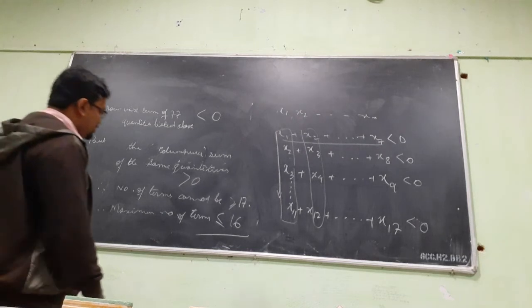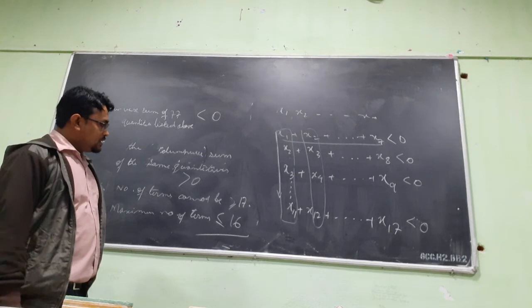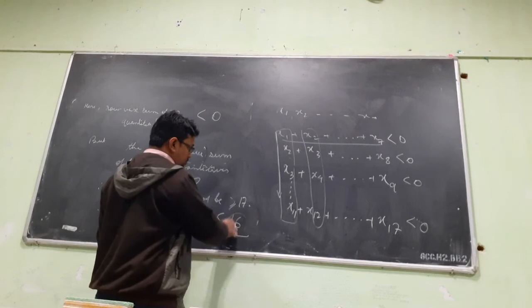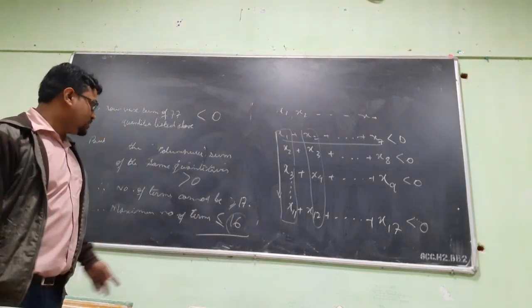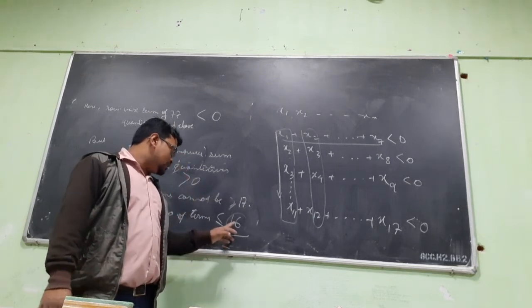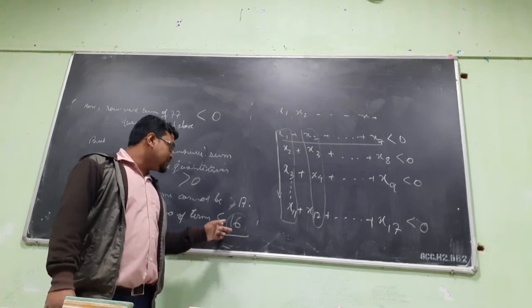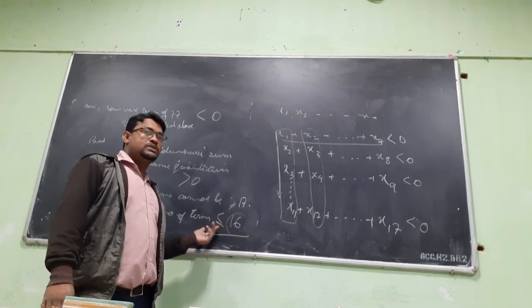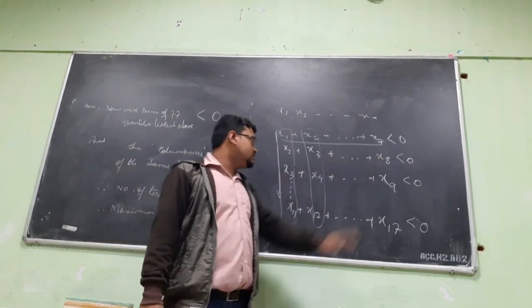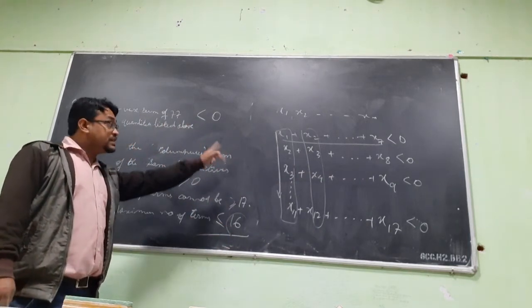Find the maximum number of terms. Maximum number of 16, yes, possible, but there is no surety that a particular sequence will satisfy those conditions also. But we have to say that this is the maximum number of terms. It may happen that for 16 terms also there is a problem. So for 16 terms we cannot argue with this. We have to try finding a sequence having 16 terms that satisfies these conditions.